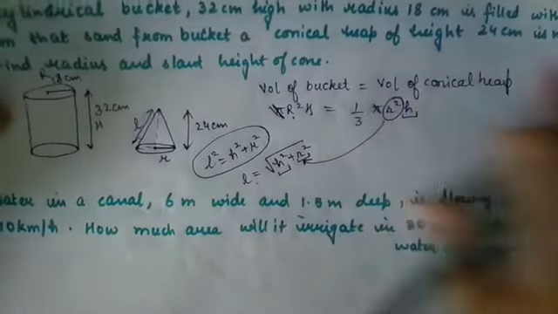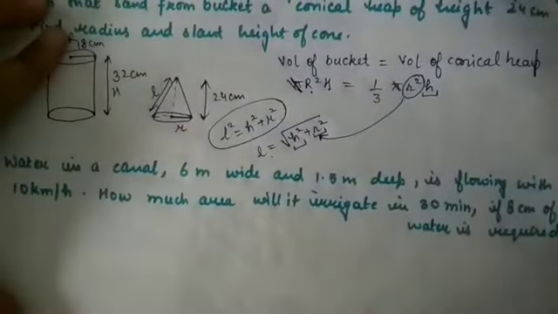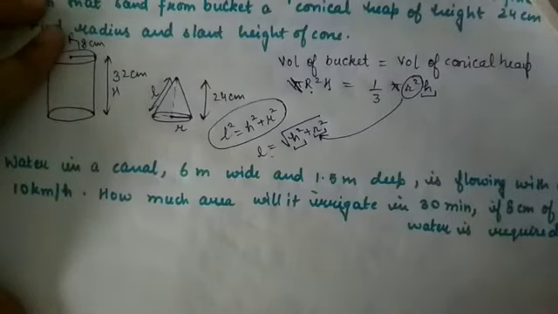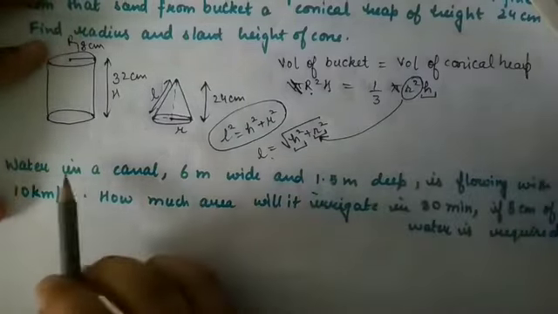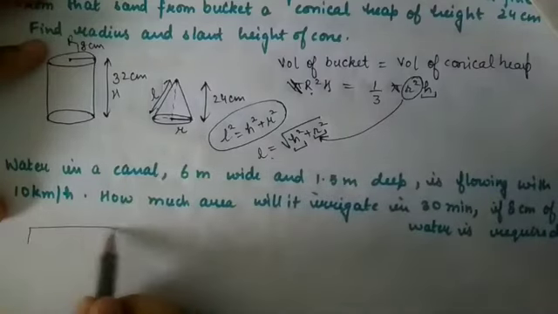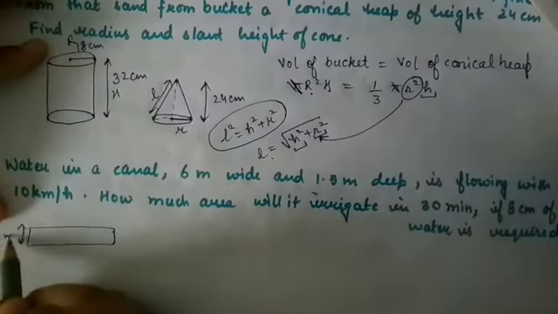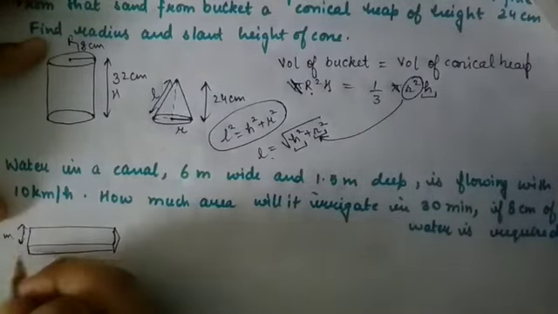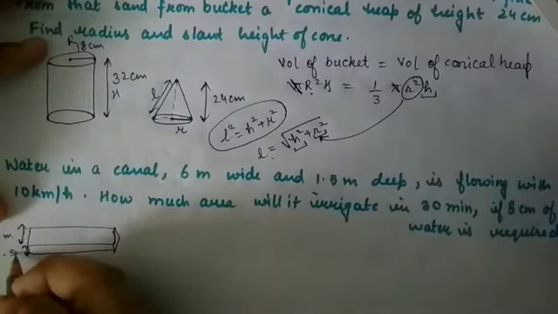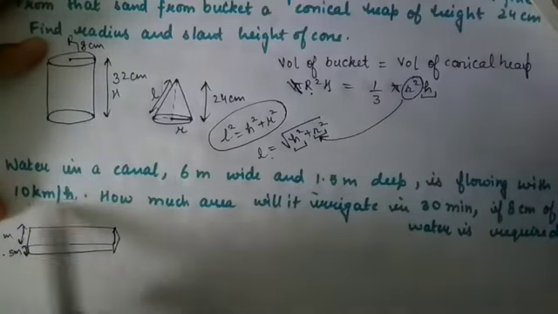Now see the next one. Water in a canal 6 meter wide and 1.5 meter deep is flowing with a speed of 10 kilometers per hour. How much area will it irrigate in 30 minutes if 8 centimeter of standing water is required? So it is given that the water is from a canal which would be in the shape of a cuboid only. The width is given to be 6 meter, and it is 1.5 meter deep. So this height is 1.5 meter, and the water is flowing with a speed of 10 kilometer per hour. Now what is the meaning of 10 kilometer per hour?